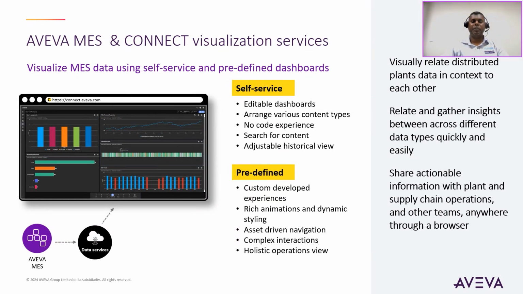AVEVA's MES and Connect visualization services allow you to visualize MES data using self-service and predefined dashboards. You can visually relate distributed plants data in context to each other, gather insights across different data types quickly and easily, and share actionable information with plant and supply chain operations and other teams anywhere through a browser.